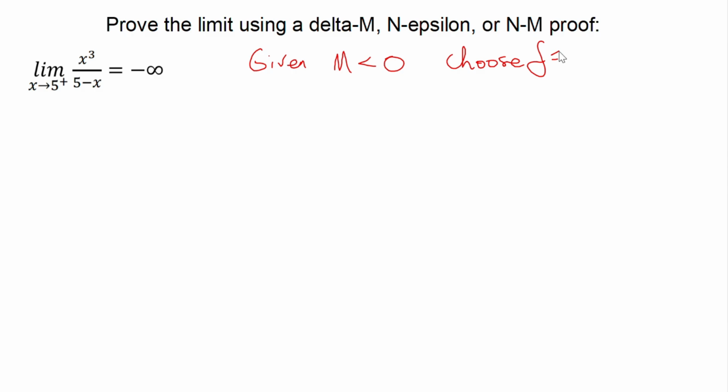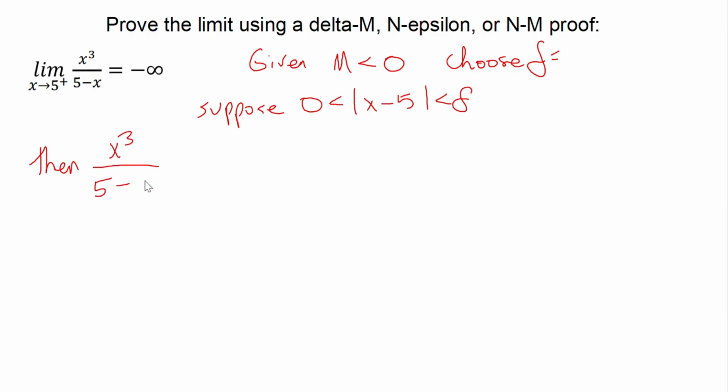So choosing a delta here, we'll suppose, just like all the other ones, that 0 is less than the absolute value of x minus 5, which is less than delta. Then our function, x cubed over 5 minus x, not in absolute values, because we don't need that anymore, is eventually less than m. And so we'll start off with our same side work here that we've been doing.